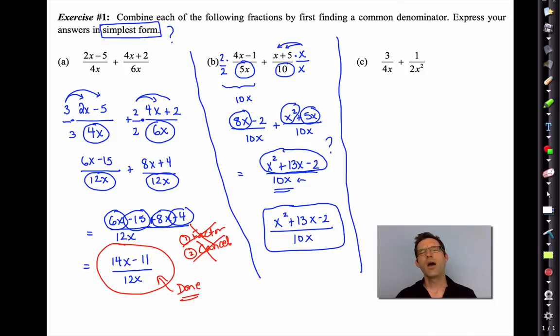All right, why don't you pause the video and take a shot at letter C. It's a little bit weird, may even be easier than the other two, but take a shot at it.